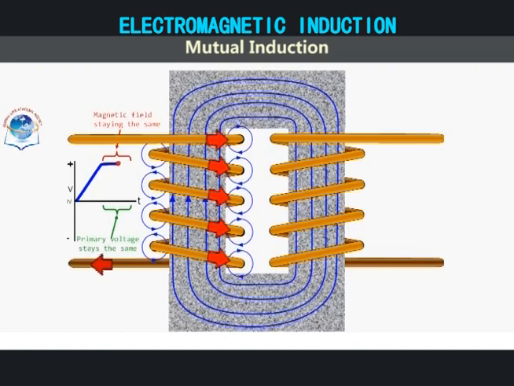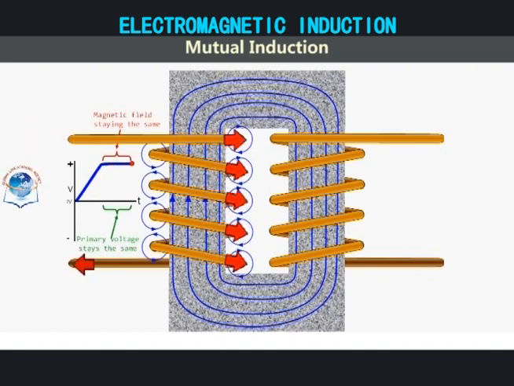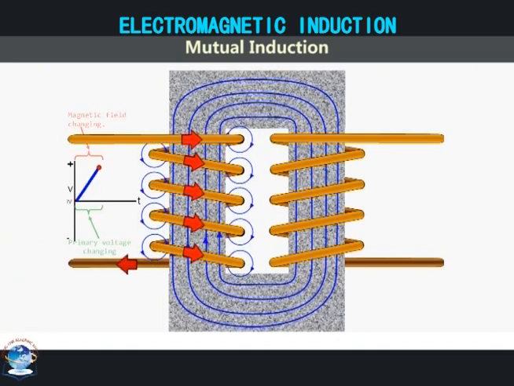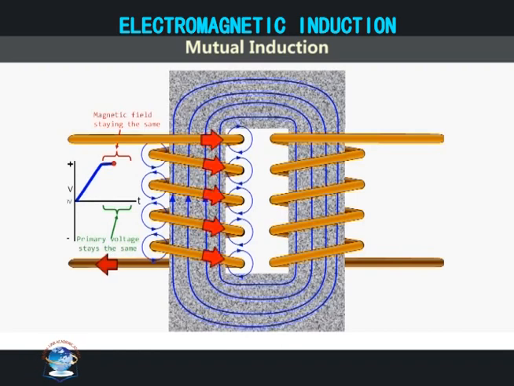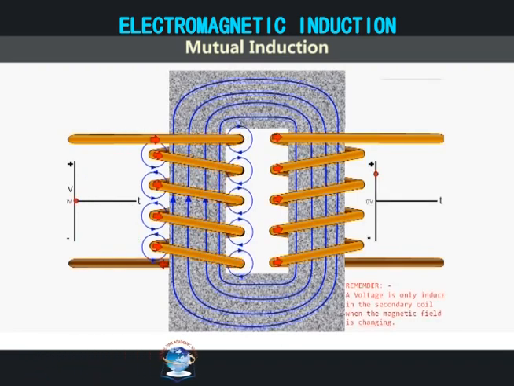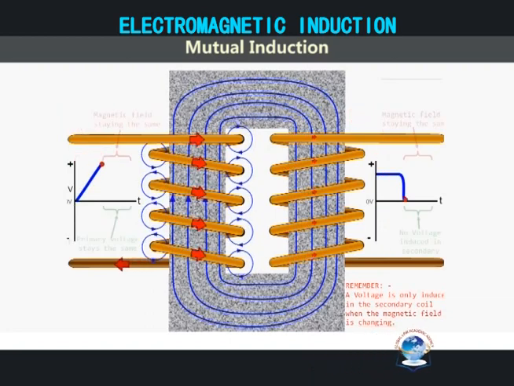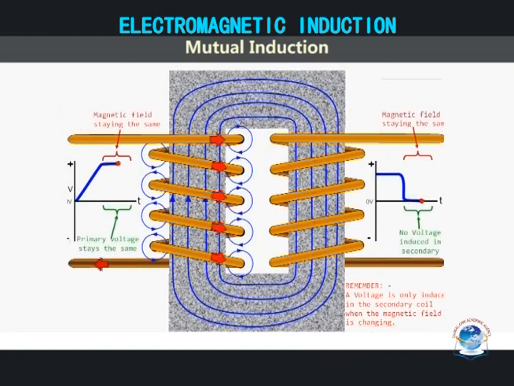But once current is the same, the magnetic field is static. Look at that again. Increase voltage, increase in current, change in magnetic field. Voltage stays the same, current stays the same, magnetic field stays the same. The idea is voltage is only induced in the secondary coil when the magnetic field is changing. So as long as the magnetic field is changing, we have voltage in the secondary coil, but once it stays the same, there is no voltage induced.